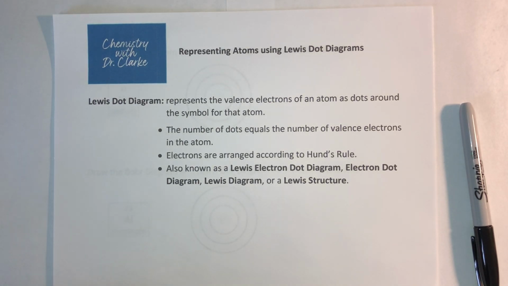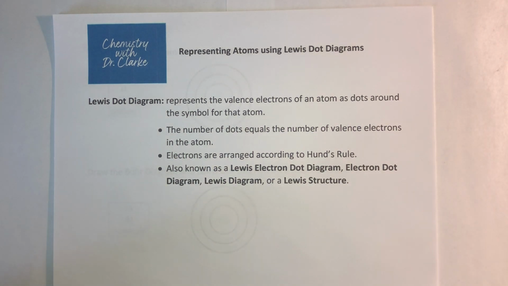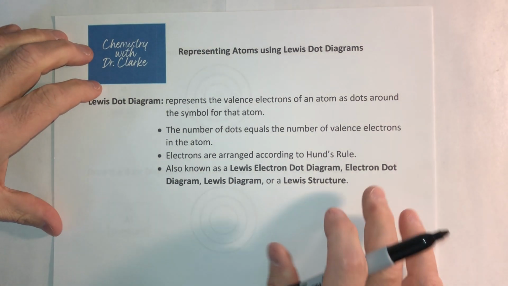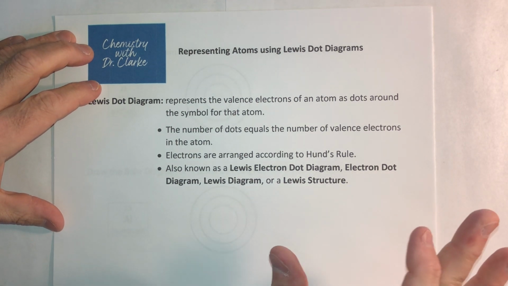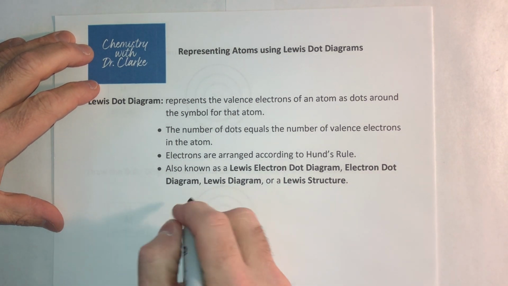In this video, I would like to talk about how to represent atoms using Lewis dot diagrams. Now, if you've watched some of my other videos, we do discuss how to represent atoms and ions using Bohr diagrams. So perhaps we should start there. Let's say that I would like to draw a Bohr diagram for, let's say, sodium.